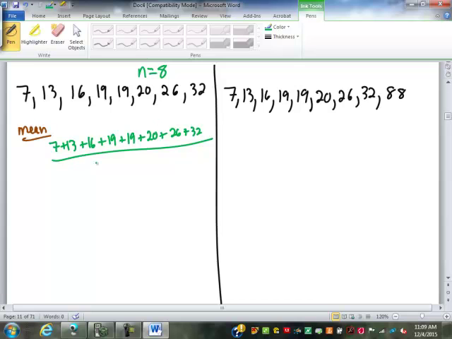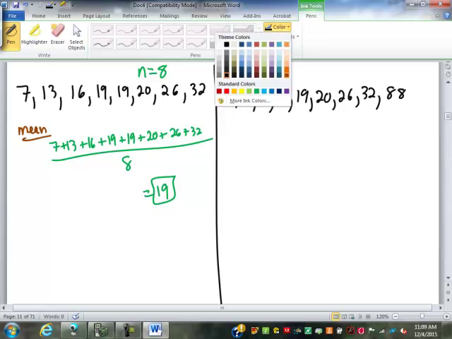What is that, 152? Yes, no. 152 divided by 8 is 19. All right. Okay. I thought so. So I get a mean of 19. Median.